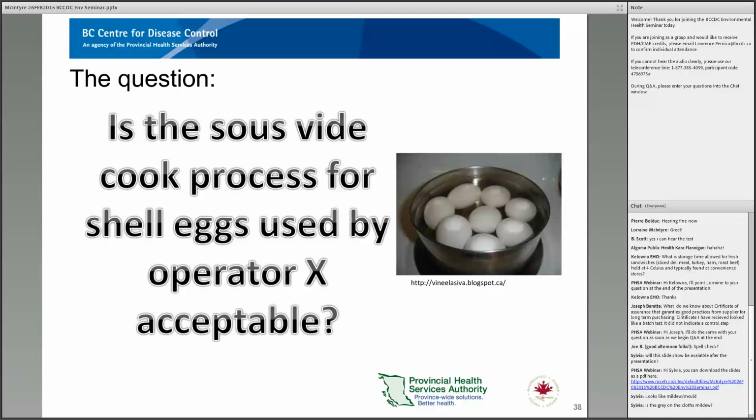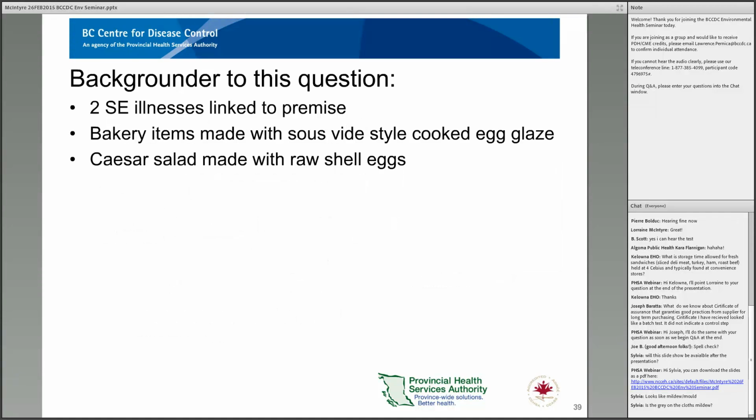And on the right hand side you can see a stainless steel bowl with some eggs that I got off the net, but this is important. So a backgrounder to this question, we actually had 2 Salmonella enteritidis illnesses linked to this premise. And these sous vide style cooked eggs were actually used as a glaze on some bakery products. So none of the eggs were tested. It's really hard to find salmonella in eggs. And we don't know for sure if it was the sous vide eggs that caused the illness, because he was also serving Caesar salad made with raw eggs as well. But anyways, it was important that we investigate this right away because it was linked to illnesses.